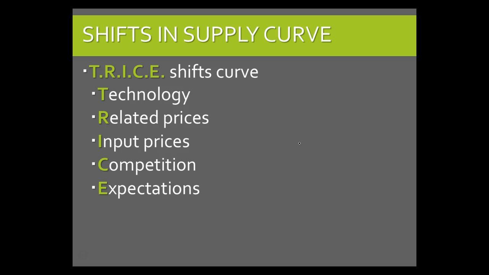When it comes to supply, we use the mnemonic TRICE. That is, there are changes in technology. The prices of related goods has an effect on supply. The price of inputs, that is, the things that go into making something. The number of competitors, and also our expectations.